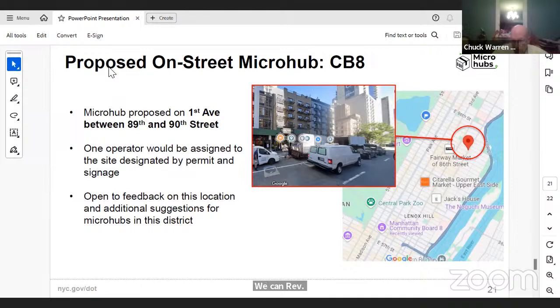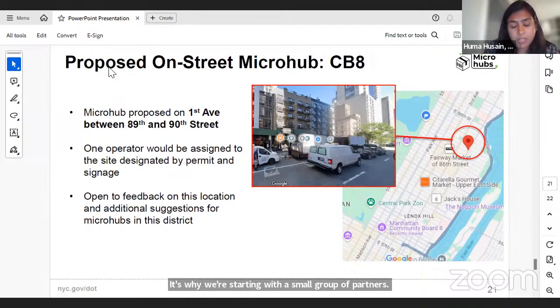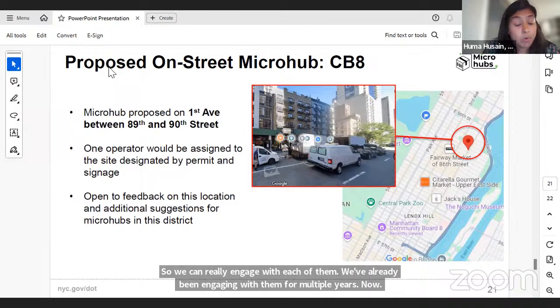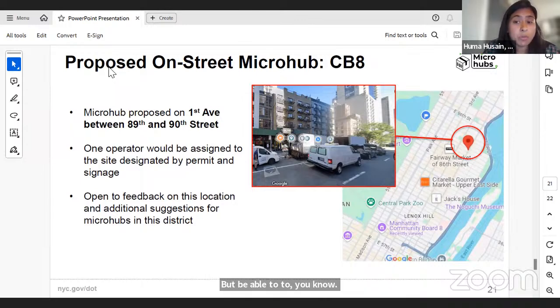It's why we're starting with a small group of partners so we can really engage with each of them. We've already been engaging with them for multiple years now. But be able to give them warnings, and if they don't listen, then we can revoke the permit.